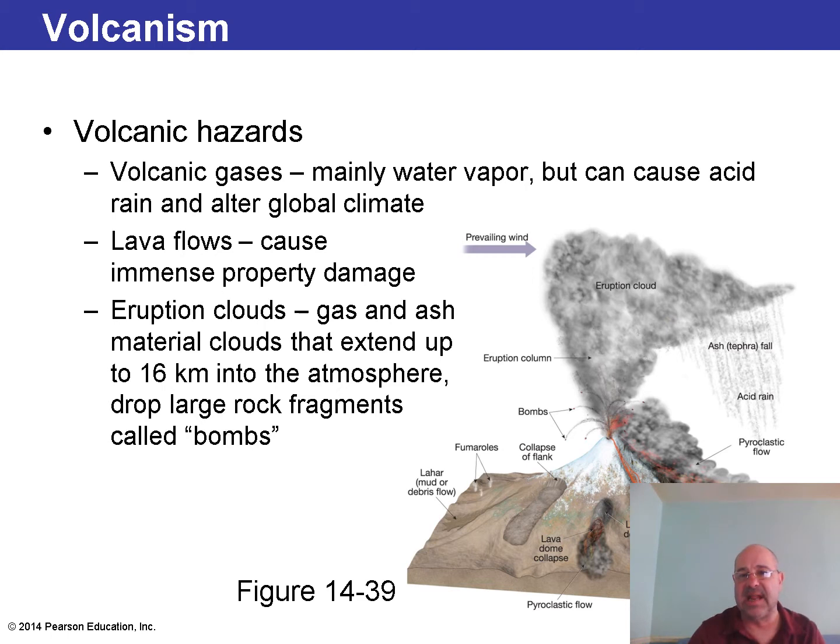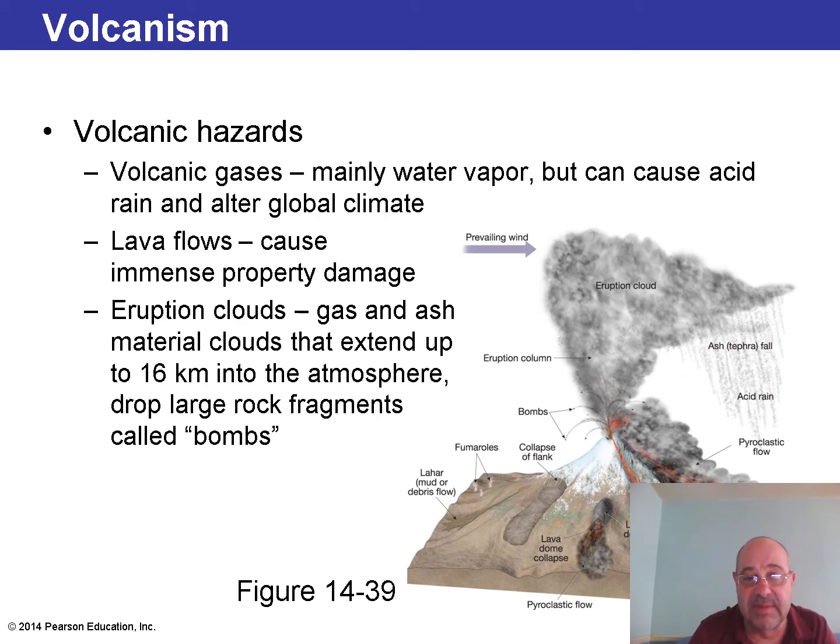Some of the volcanic hazards we find, and I've posted all these PowerPoints, so if my face is in the way, you can pull these PowerPoints up on Canvas. Volcanic gases, mainly water vapor, but can cause acid rain and alter global climate. Again, it gets up in the stratosphere, blocks out the sun, and then you get cooler conditions, global cooling.